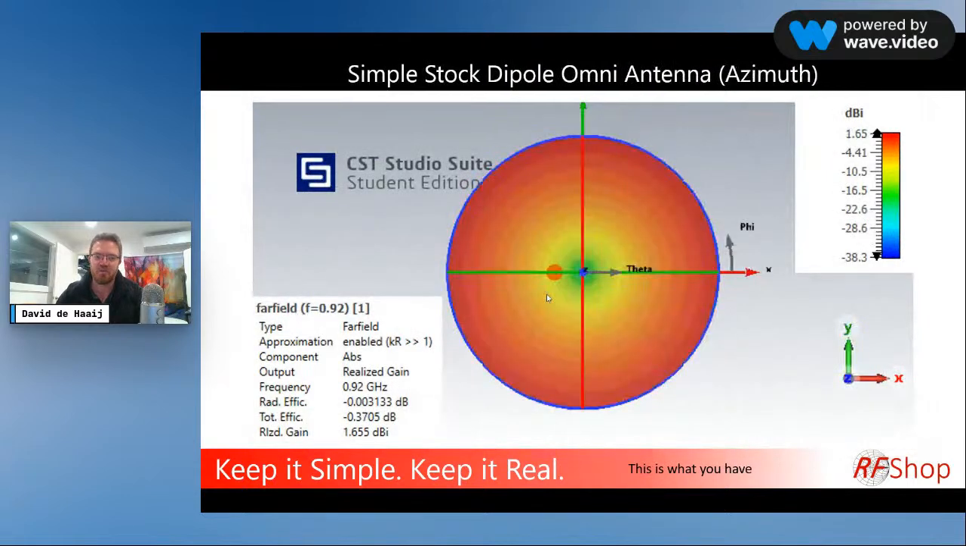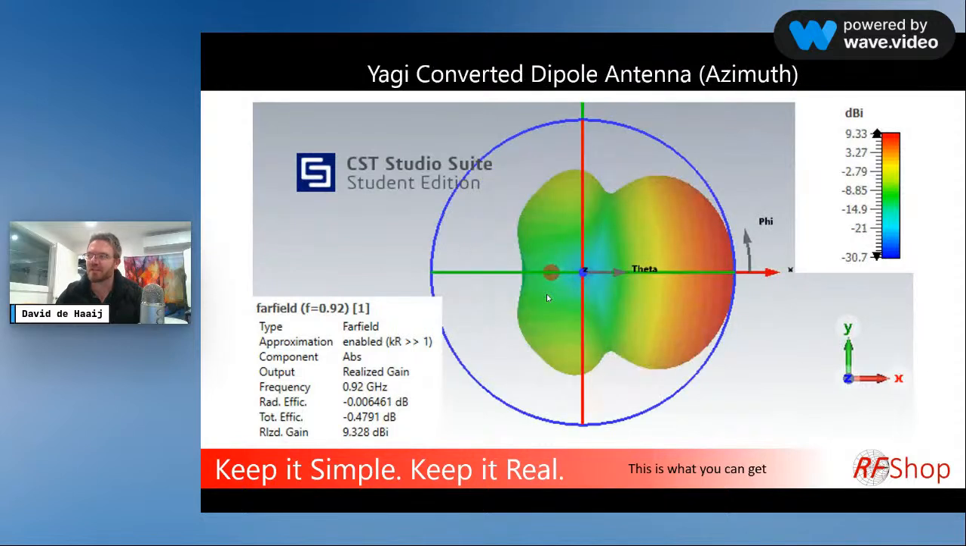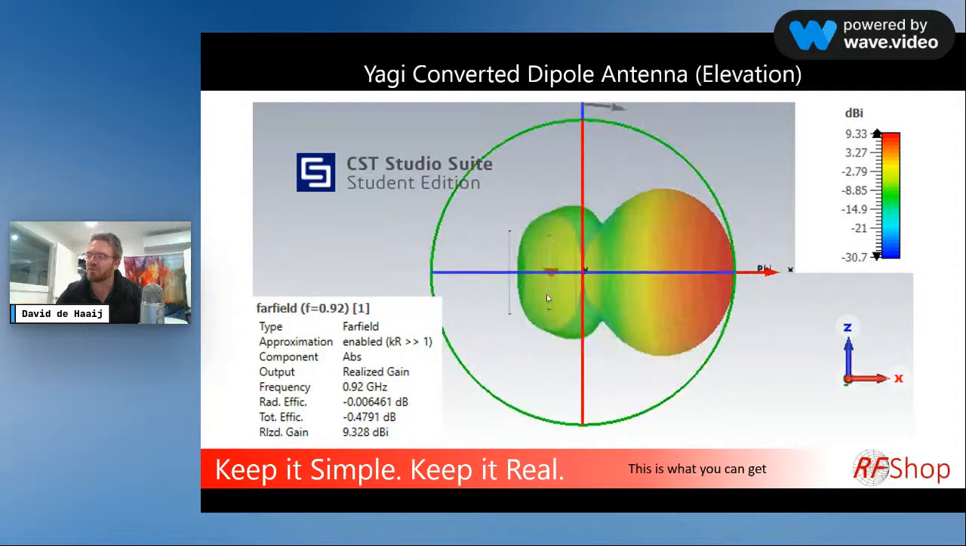There's an Omni antenna, the elevation of the previous one. This is the Azimuth, and then converting that through a Yagi, which basically means putting a reflector at the back and a director in front, to that and that variation pattern. As you can see, there's actually an overlay of the Yagi in the background inside.